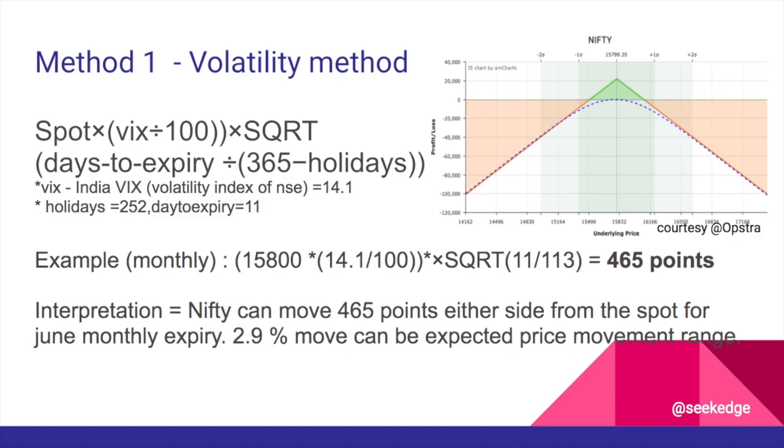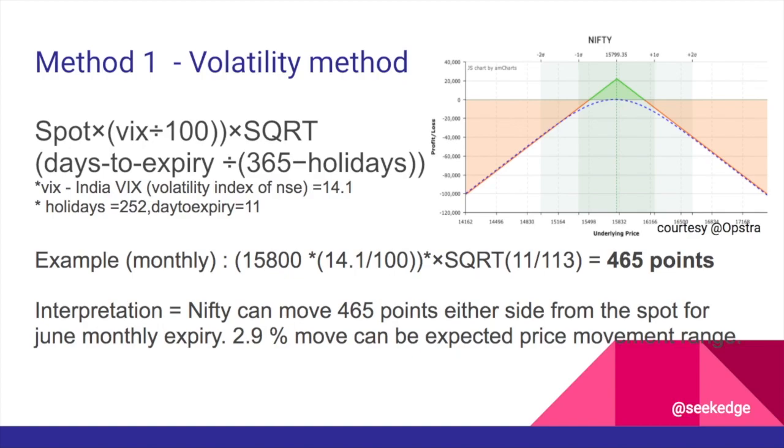So I'll just briefly explain. Spot is the spot price. VIX is the India VIX. India VIX value can be found from the charts. The days to expiry is how many days are left to the expiry date for the position that you are taking. Holidays are listed on the NSE website. You can go there and see that. Days to expiry I already explained.